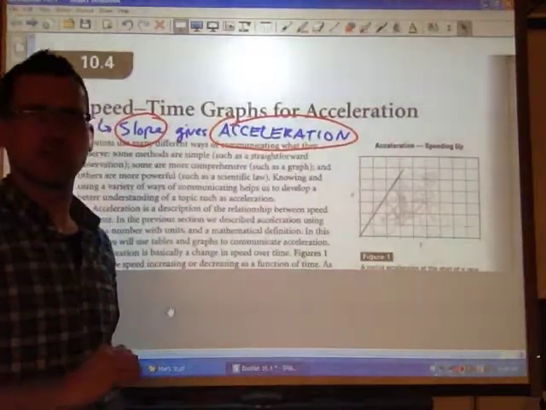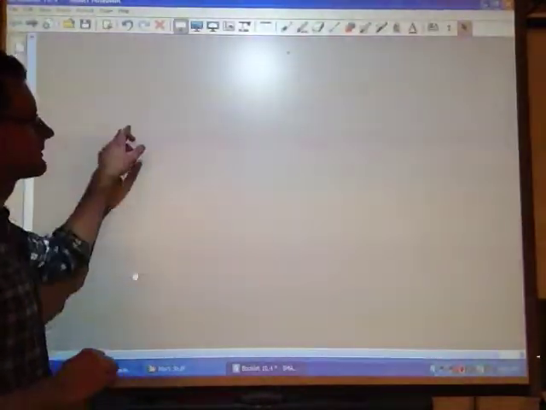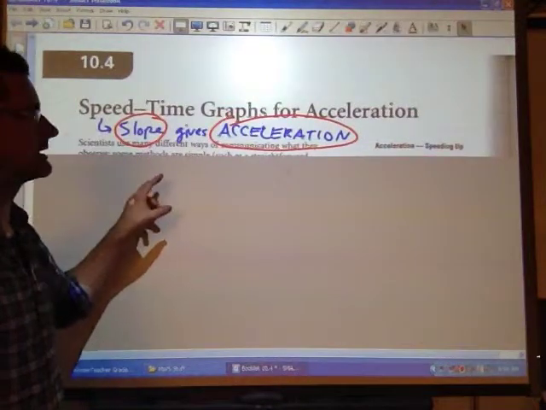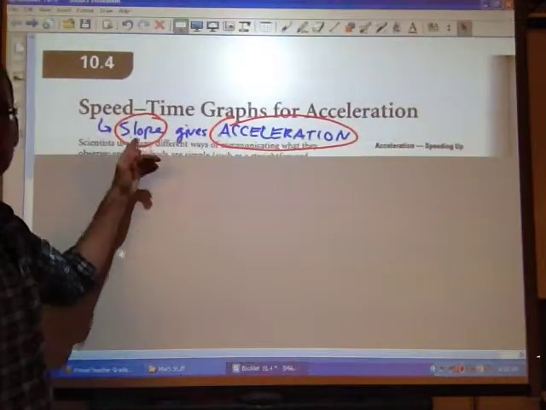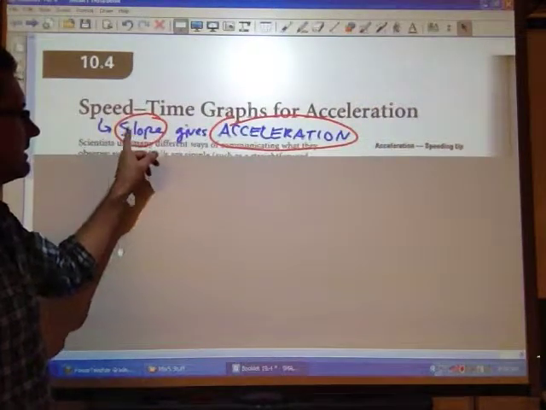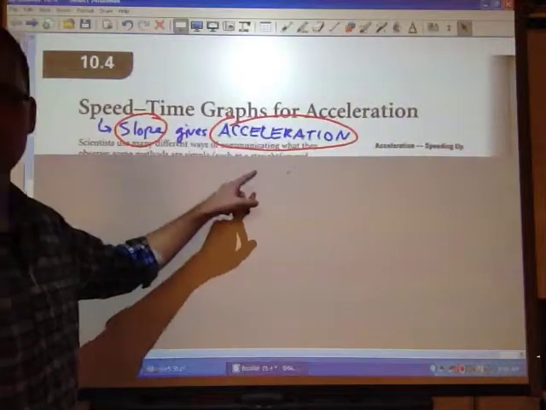Okay, this is booklet 10.4, speed time graphs for acceleration. There's two key things we're going to pull off of this idea, and that is it gives acceleration or it gives distance traveled depending upon what concept we're looking at. So the slope of the graph gives acceleration.